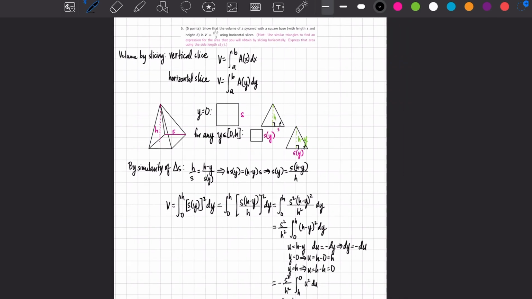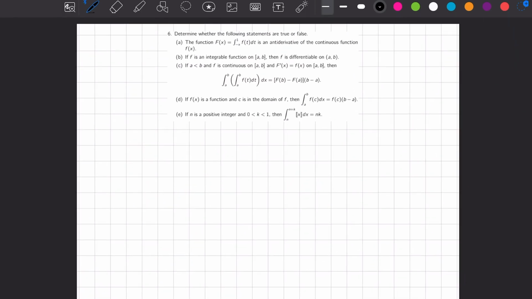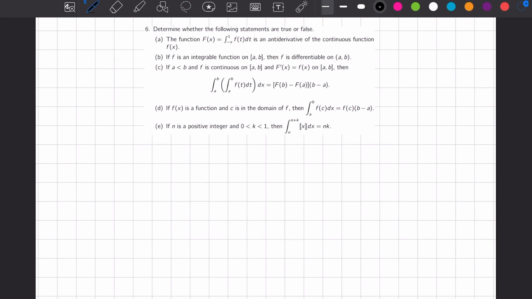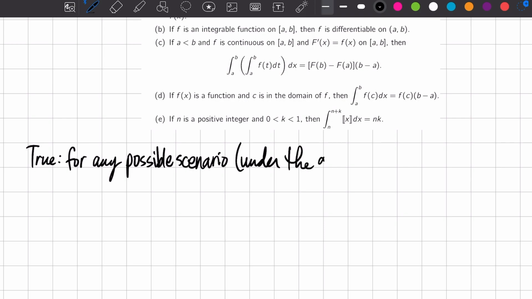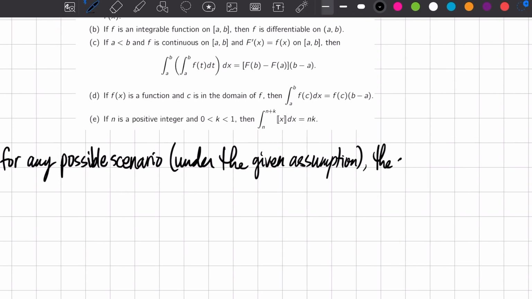So let's proceed to the last part, the true or false. So for true or false, always remember this one, no? If we say true, this means that for any possible scenario under the given assumption, the statement is true. The statement is true.